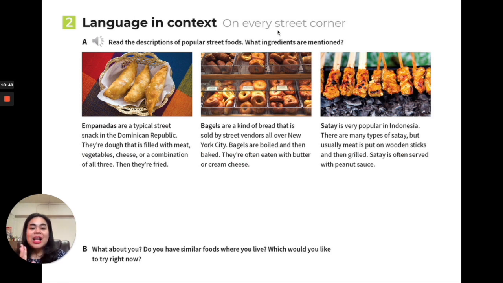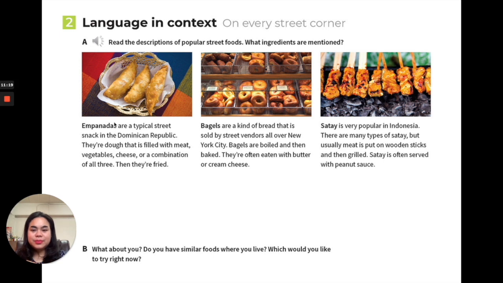Next, okay, these are just examples of street corner food, but not just in Thailand, okay? We've got street corner food from other countries too, okay? So let's read the description of the popular street food and notice what ingredients are mentioned here. Page 24. Exercise 2. Language in context. On every street corner.